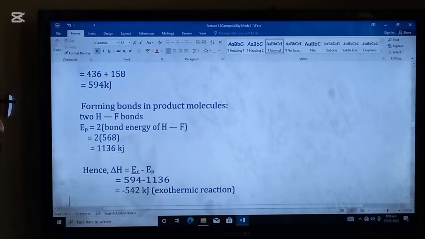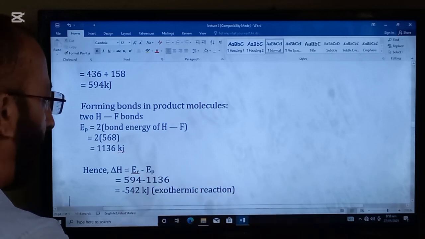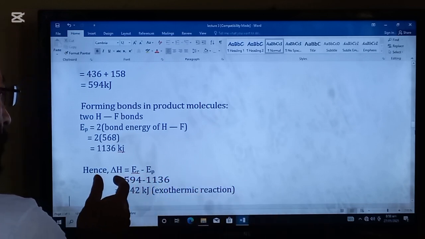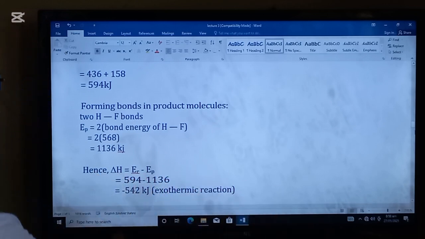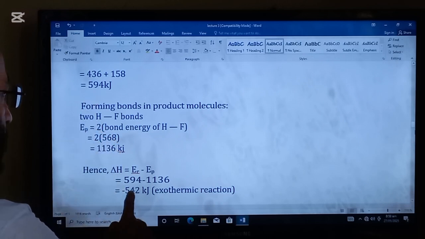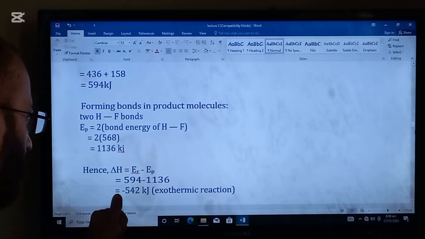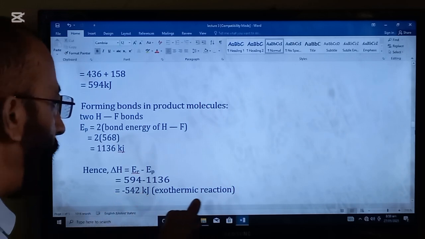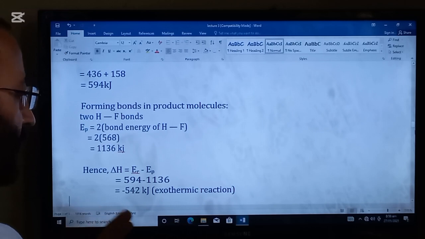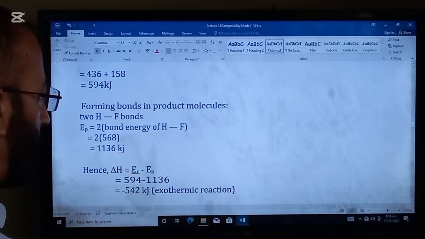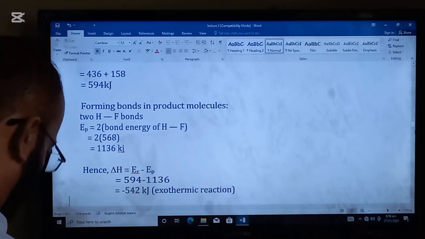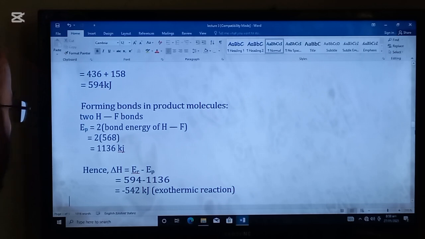And finally, bond breaking energies minus bond forming energies will be the formula of delta H. So 594 minus 1136, that will give the answer of minus 542 kilojoule. The minus sign shows it is an exothermic reaction because as a result, the energy will be given out to the environment.